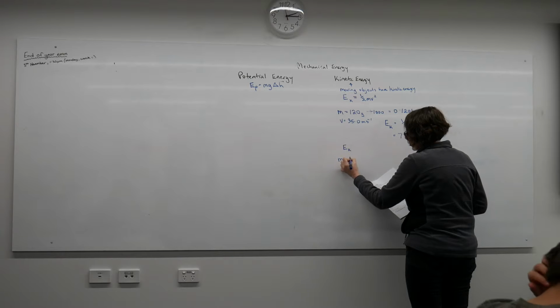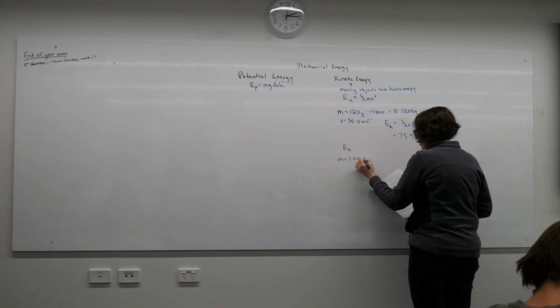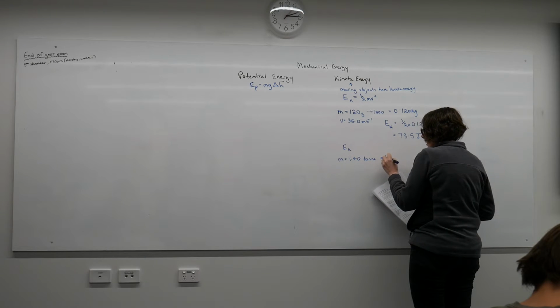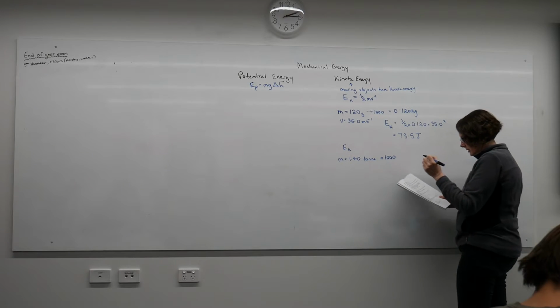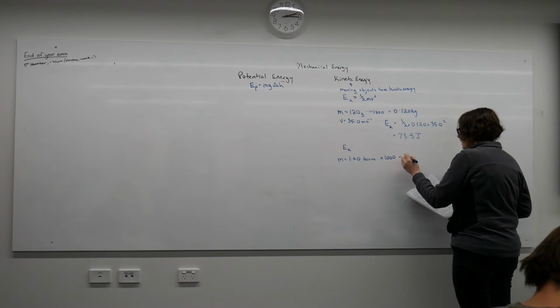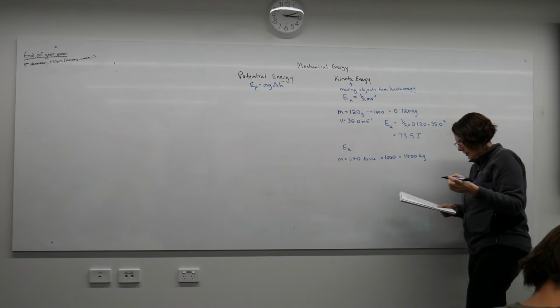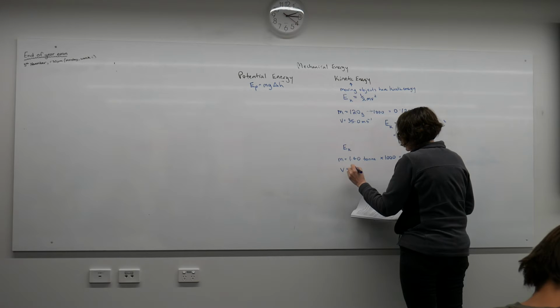Our mass is 1.40 tonnes. So we have to multiply this by 1,000 to convert that into kilograms. And our speed was 60 kilometres an hour.